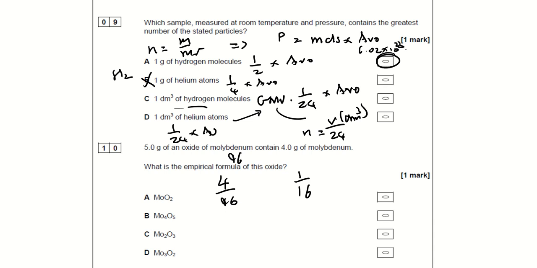If I punch those numbers in, 4 divided by 96 gives me 1 over 24, and 1 divided by 16 gives me 1 over 16. Taking the ratio, 1 divided by 16 over 1 divided by 24 gives me a 2 to 3 ratio. A 2 to 3 ratio. So the only answer that fits that is C.